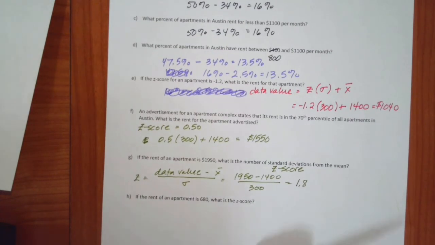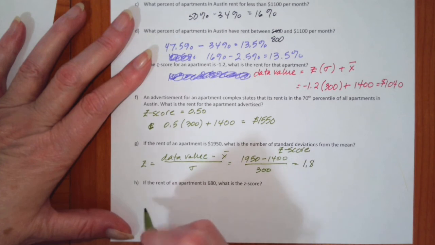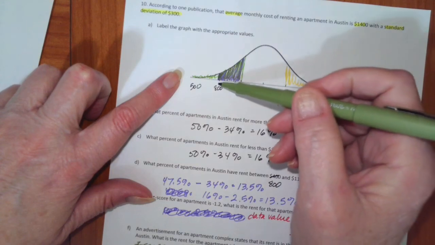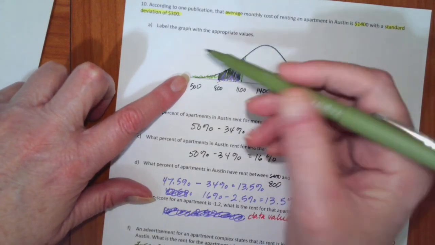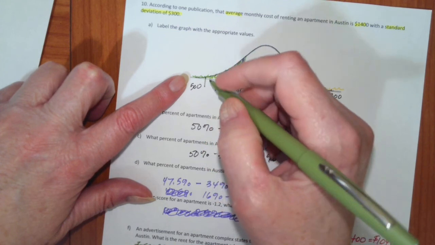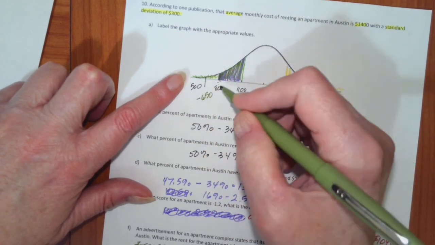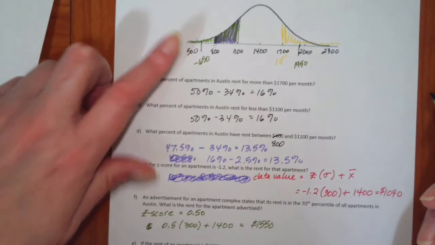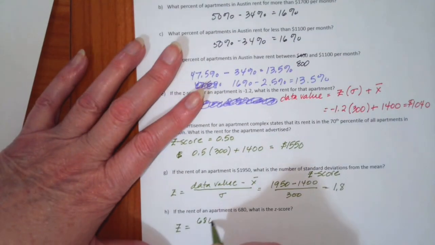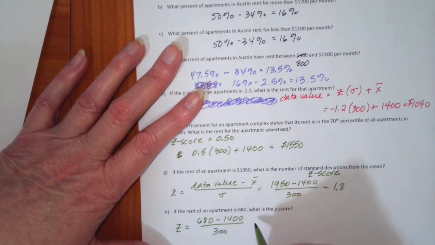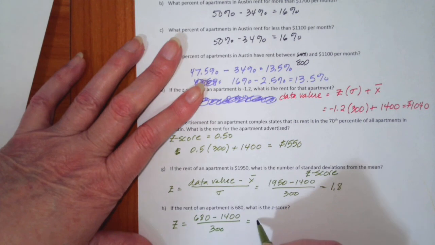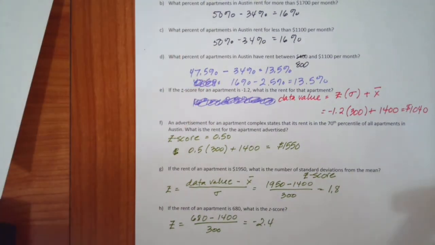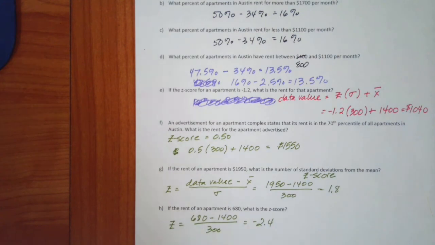If the rent is 680, what is the z-score? I'm going to use this exact same formula. Z is equal to, now let's look at the table. If this is -1, -2, and -3, I would expect, and our data value here, 680, I would expect it to be around -2.5. Okay. All right, so this is going to be our data value minus our mean divided by 300, which in fact does give us -2.4. Okay, that's it.